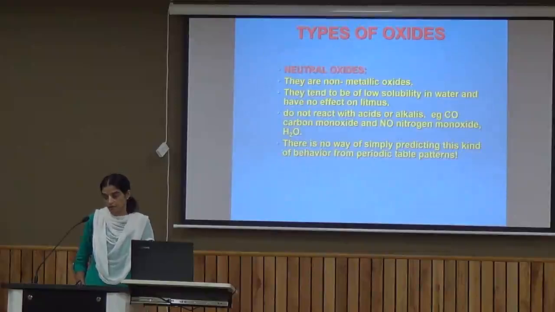Then another type of oxide is neutral oxides. They are again non-metallic oxides. A few non-metallic oxides are neutral in nature. They have comparatively low solubility in water and do not affect litmus. They do not react with acids or alkalis. Examples in this category are CO, that is carbon monoxide, and NO, that is nitrogen monoxide, and water.